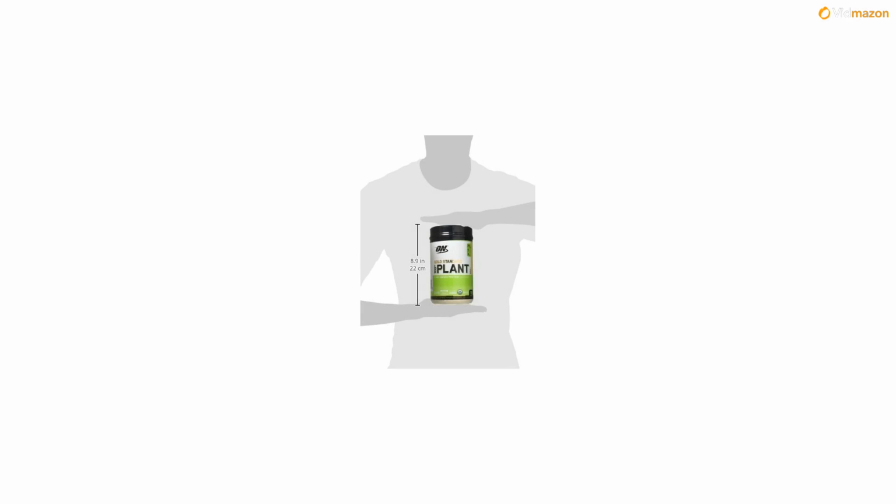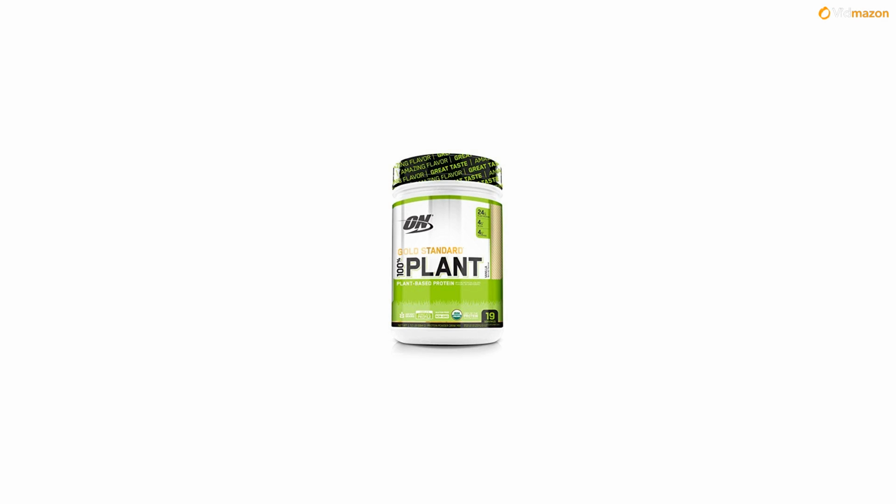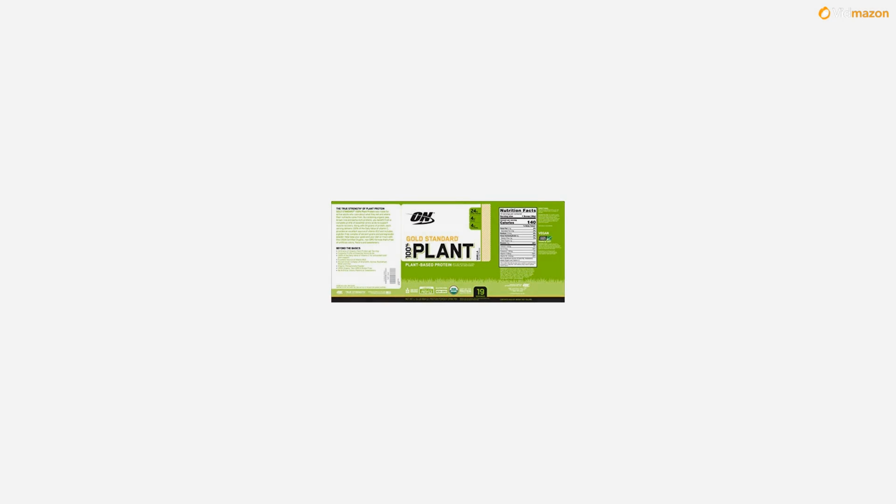Help keep your goals and your diet on track with this USDA Certified Organic, Non-GMO formula that's free of artificial colors, flavors and sweeteners. Complete amino acid profile to support muscle recovery.